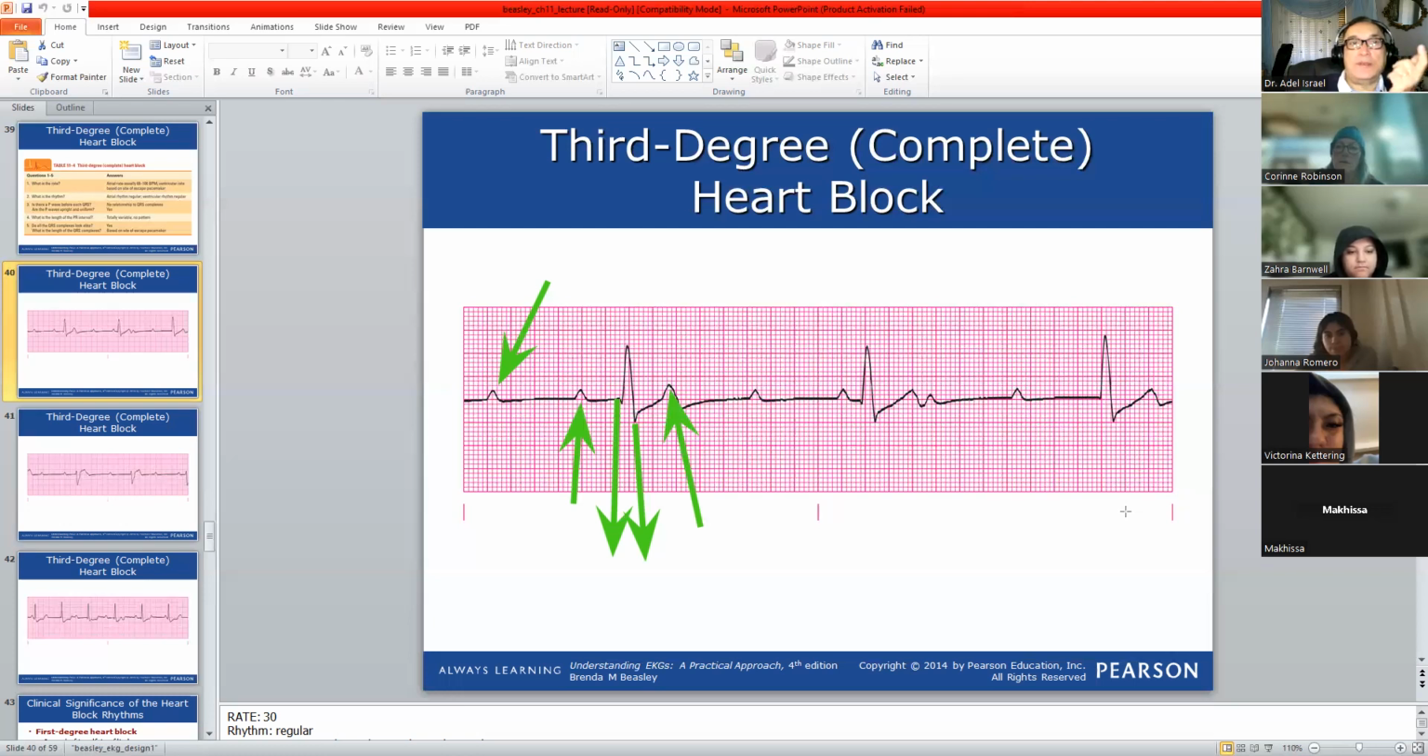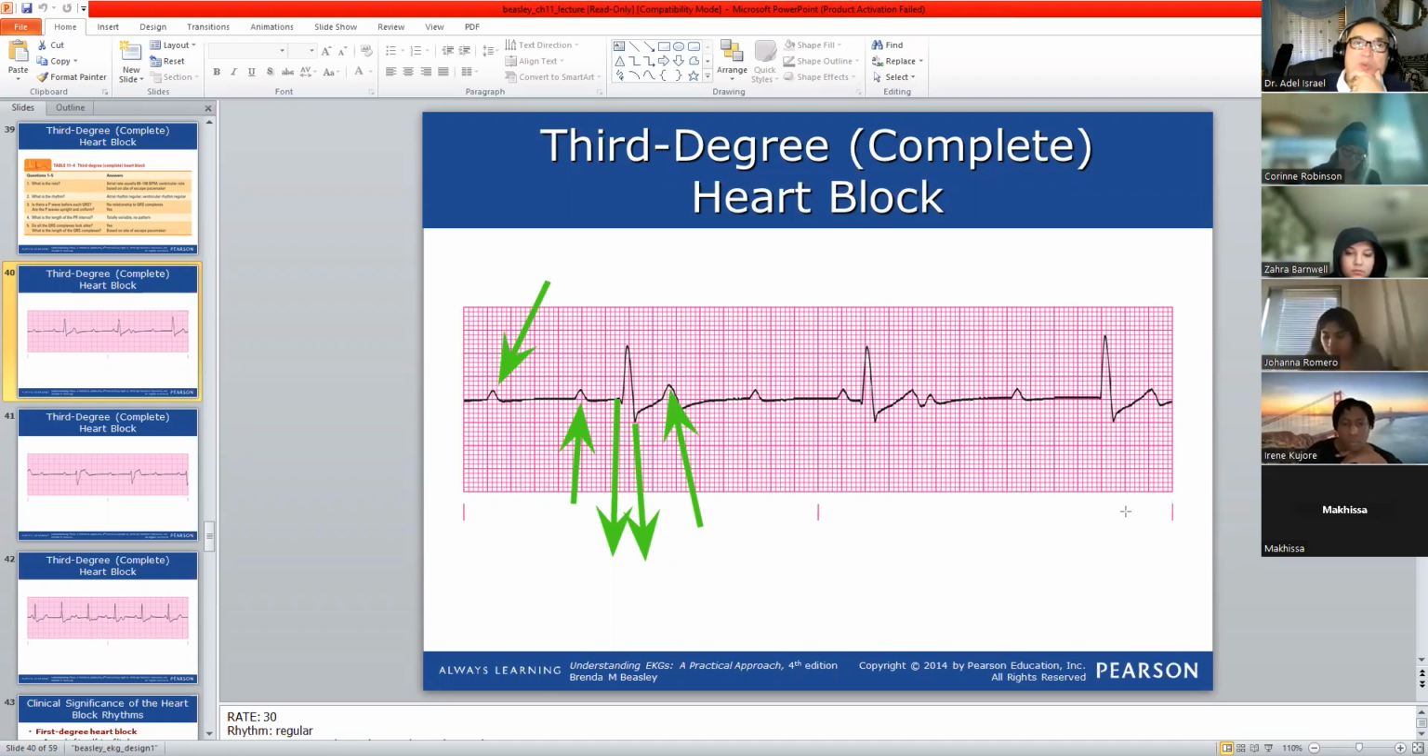We need to think together. Because all the P waves are even, and then all the QRSs are even. No, it is not related to the P wave, Zara. Okay. Think again. Is it because the heart rate is low? The heart rate is low. Okay. So the heart rate is like 30, right? Correct.